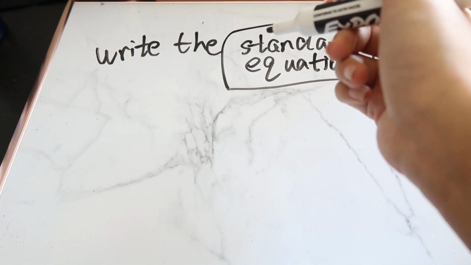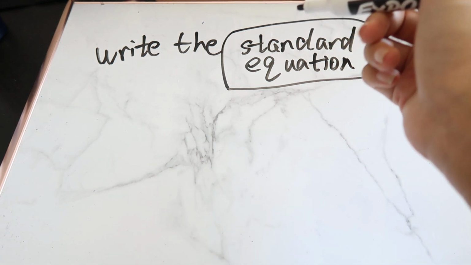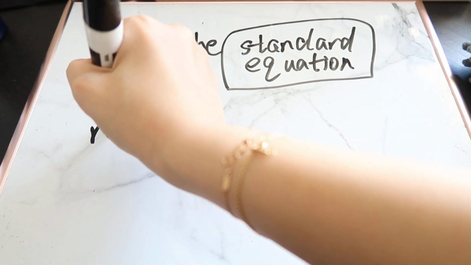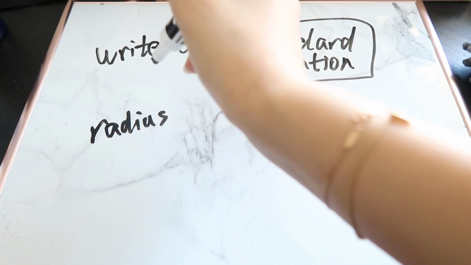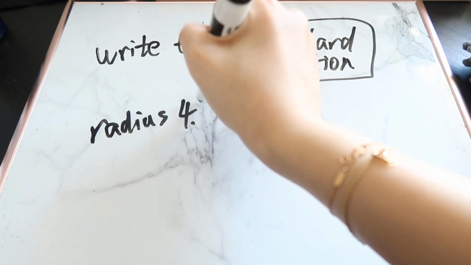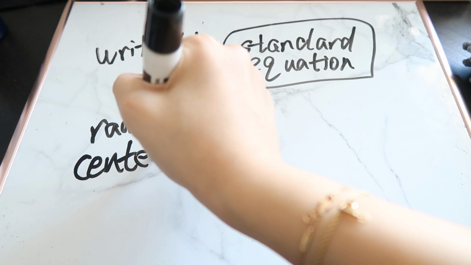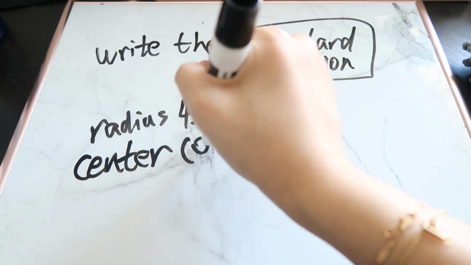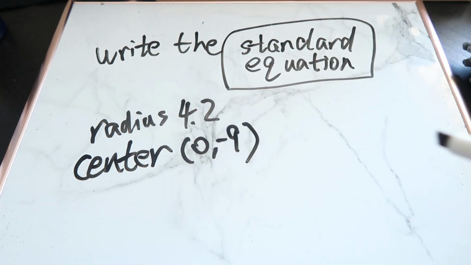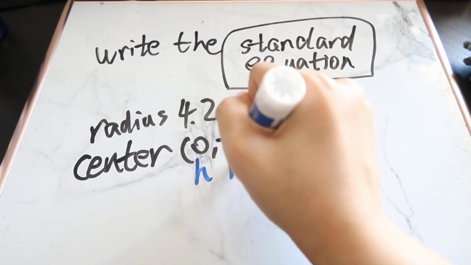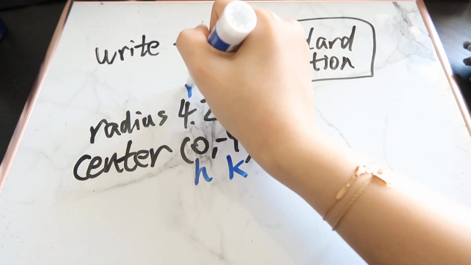Alright, and example 1, let's say the radius is 4.2, and then the center is at 0 and -9. So let's label it first. For the center, this is h, this is k, and 4.2 is our r.